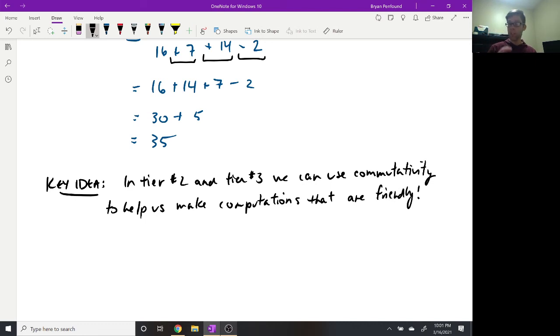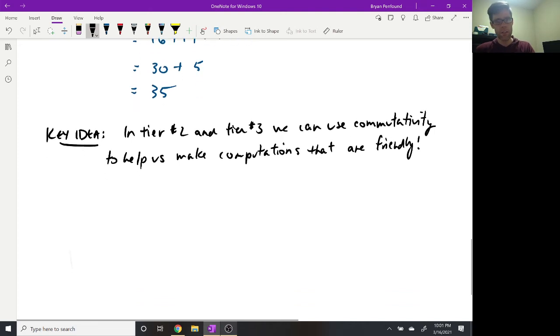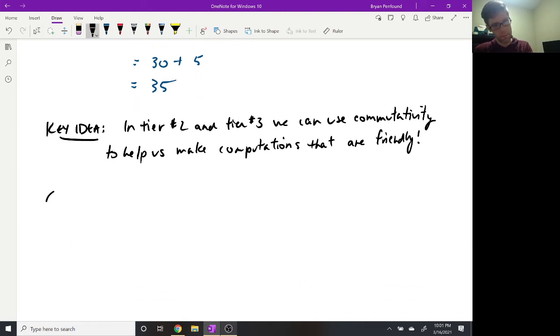Okay, so the idea here is to use our mental math skills and be able to use the commutativity property to make some of these computations a little bit easier for us to handle. So let's take a look at a couple examples, and that should finish up our lesson today.